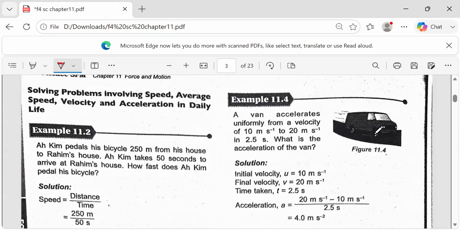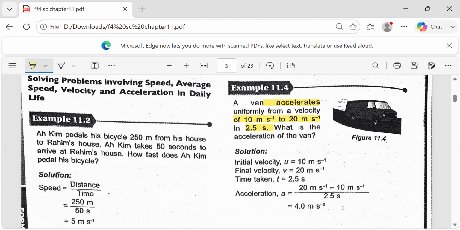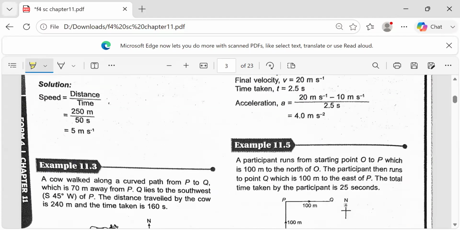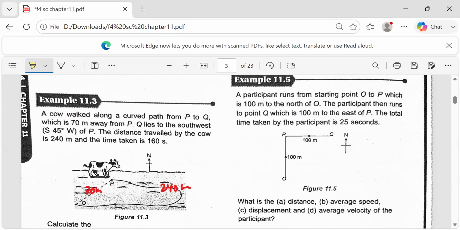A van accelerates. Accelerate is when you press the gas pedal in the car, how fast it increases the speed. From 10 meter per second to 20 meter per second in 2.5 seconds. What is the acceleration? So you take final minus initial over time. Okay, fine, it's 15.5. Read the question first.